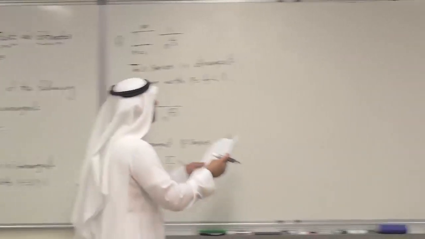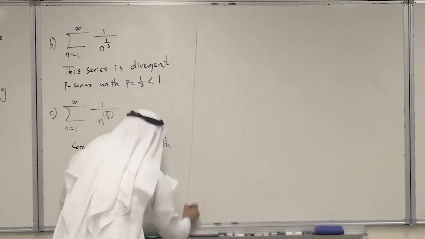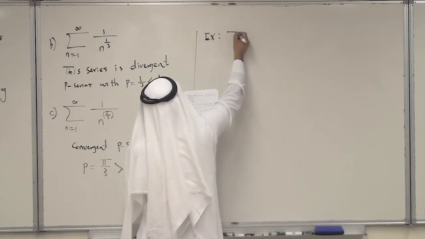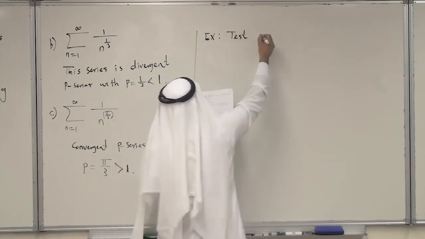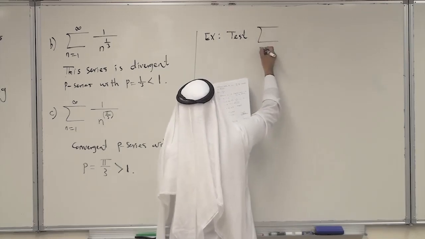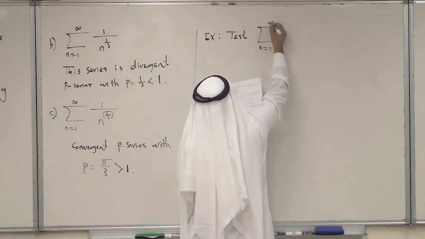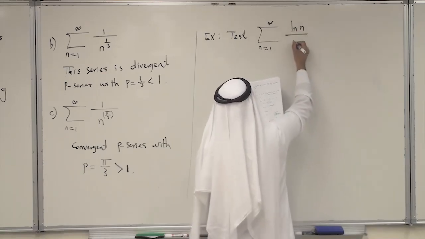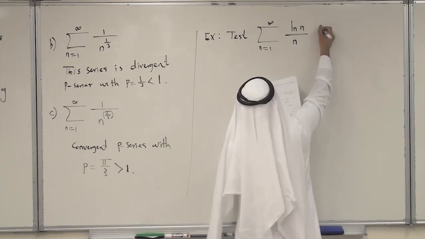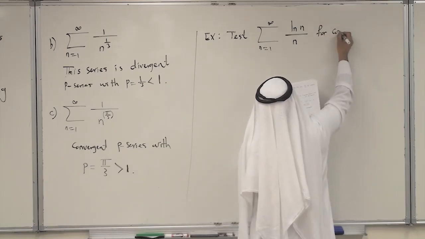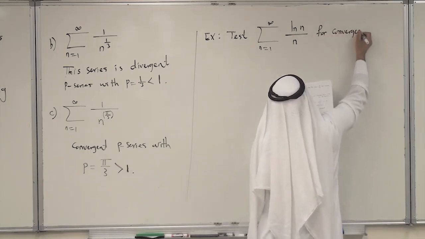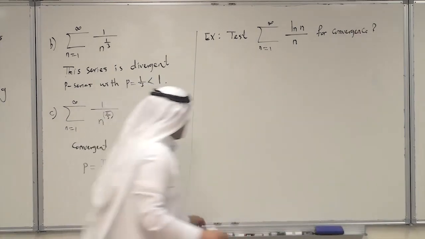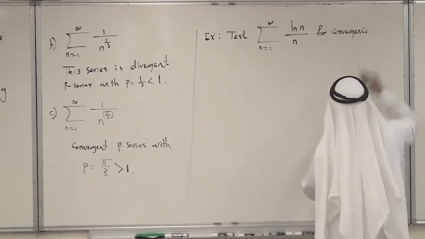Okay, what is the example? The example here says, test the series given by the sum from n equal to 1 up to infinity of ln of n, all over n, for convergence. So is it convergent or divergent? Test this one for convergence. Okay, that's it.